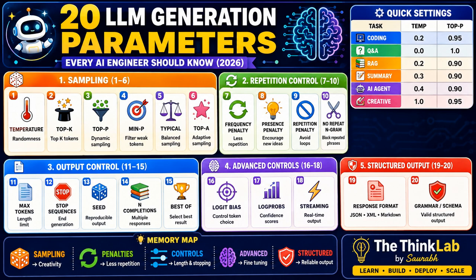Number 13 is the seed. Seed controls the reproducibility. Using the same prompt and the same seed often produces the same output. This is useful for testing AI systems.